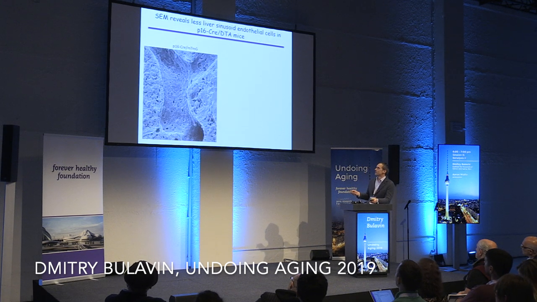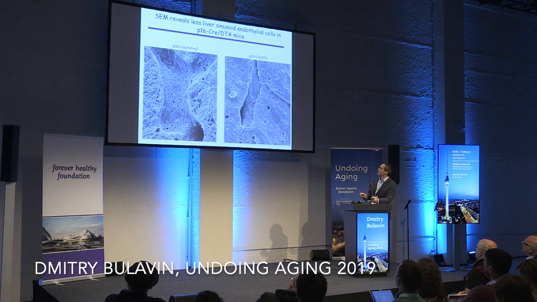So this is the image of the sinusoid, where you can see these endothelial cells, nicely lined up, and you see these fenestrations, a beautiful structure. What we see in the diphtheria toxin mice is, first of all, that the liver density is significantly increased, but also you don't see any fenestration, anything going on. So the question was, what was that?